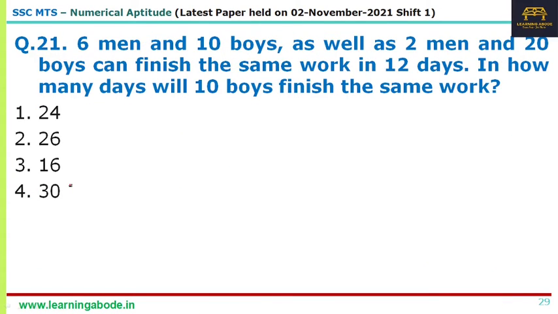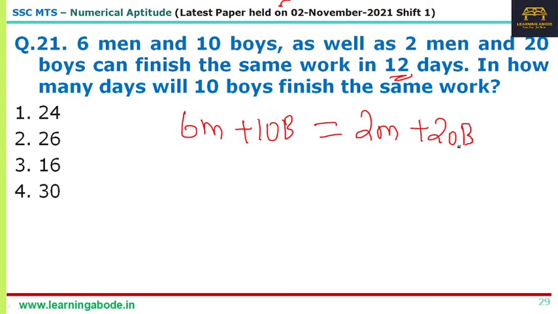Question 21. 6 men and 10 boys as well as 2 men and 20 boys can finish a task in 12 days. In how many days will 10 boys finish the same work? So 6 men and 10 boys working will do the same work as 2 men and 20 boys.